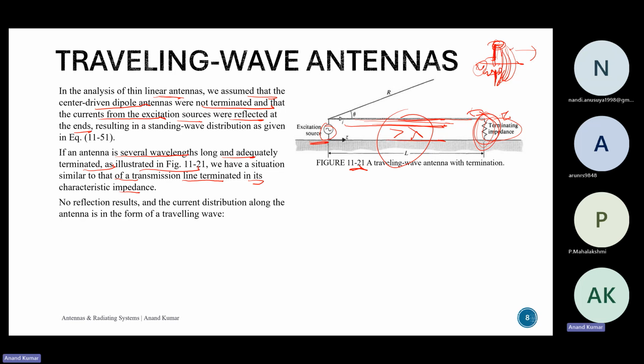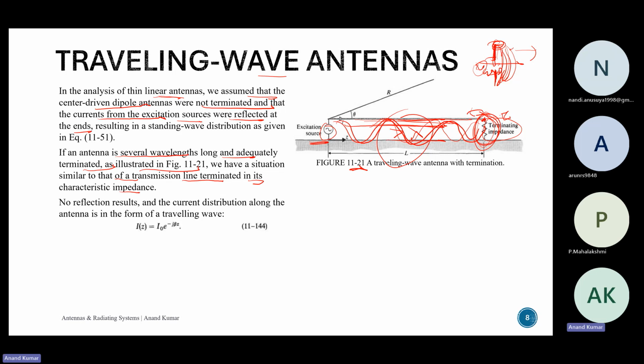Since this is matched over here, there are no reflections from this end, and the antenna forms a traveling wave. So instead of forming a standing wave, this forms a traveling wave. Hence the name traveling wave antennas.